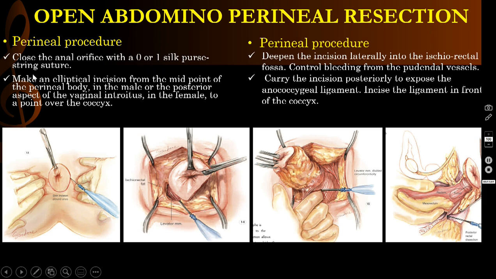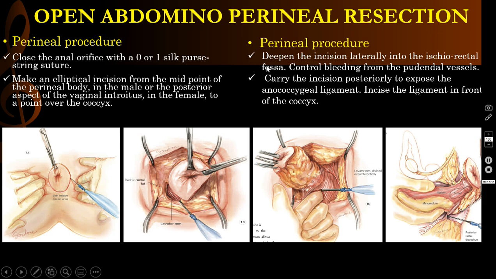So now you have to close the anal orifice with a 0 or number 1 silk purse-string suture you have to put, and you have to close the anal orifice. Now make an elliptical incision from the midpoint of the perineal body in male patient or the posterior aspect of the vaginal introitus in female patient to a point over the coccyx. So you have to make an elliptical incision like this.